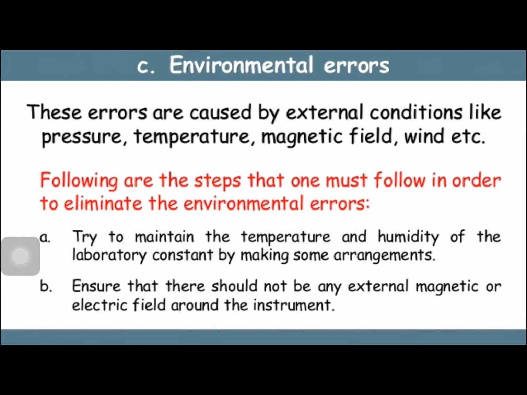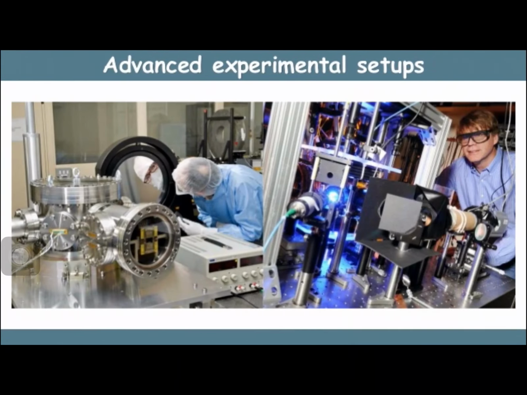Next one, environmental error. These errors are caused by the external conditions like pressure, temperature, magnetic field, wind, etc. The following steps must be followed in order to eliminate the environmental error. How will you eliminate the environmental error? One is to maintain the temperature and humidity of the laboratory constant by making some arrangement. Second, ensure that there is no external magnetic or electric field around the instrument. Why? Because that will affect the experiment result. And with an advanced experimental setup, you can see the diagram.